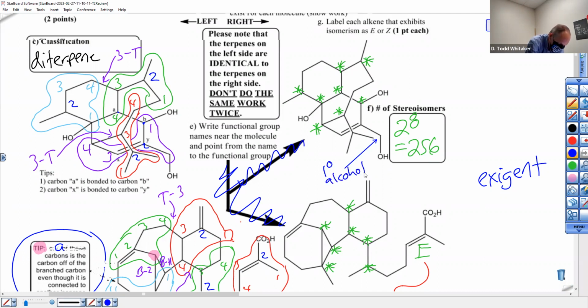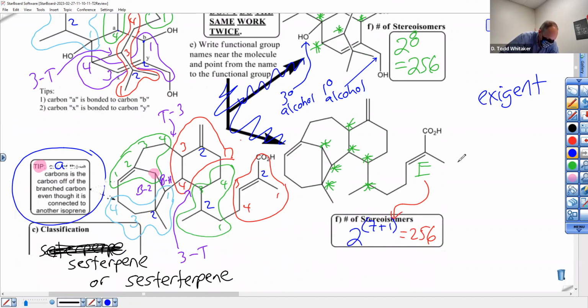What am I pointing to now? Tertiary alcohol. What am I pointing to now? Secondary alcohol. It has 2 bonds to carbon off the alcohol carbon. Yeah. What am I pointing to now? Carboxylic acid, and we're done.